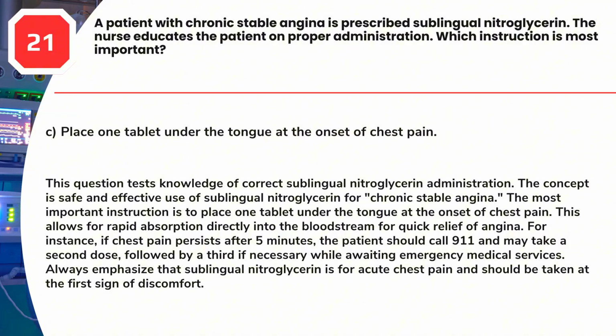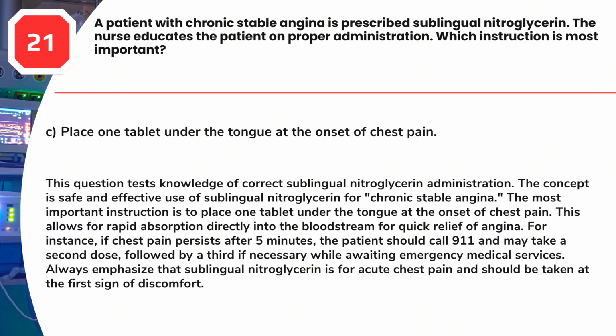Answer C. Place 1 tablet under the tongue at the onset of chest pain. This question tests knowledge of correct sublingual nitroglycerin administration. The concept is safe and effective use of sublingual nitroglycerin for chronic stable angina. The most important instruction is to place 1 tablet under the tongue at the onset of chest pain.